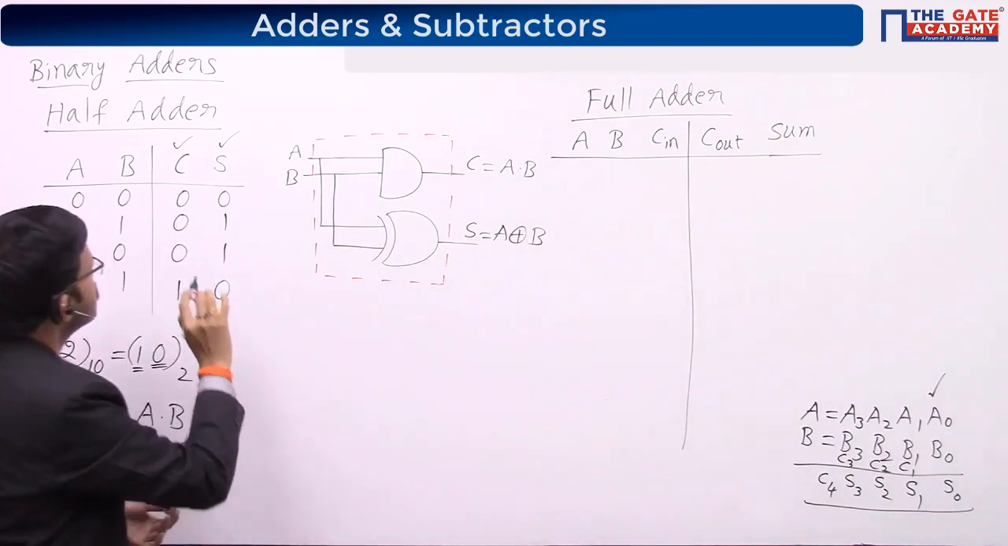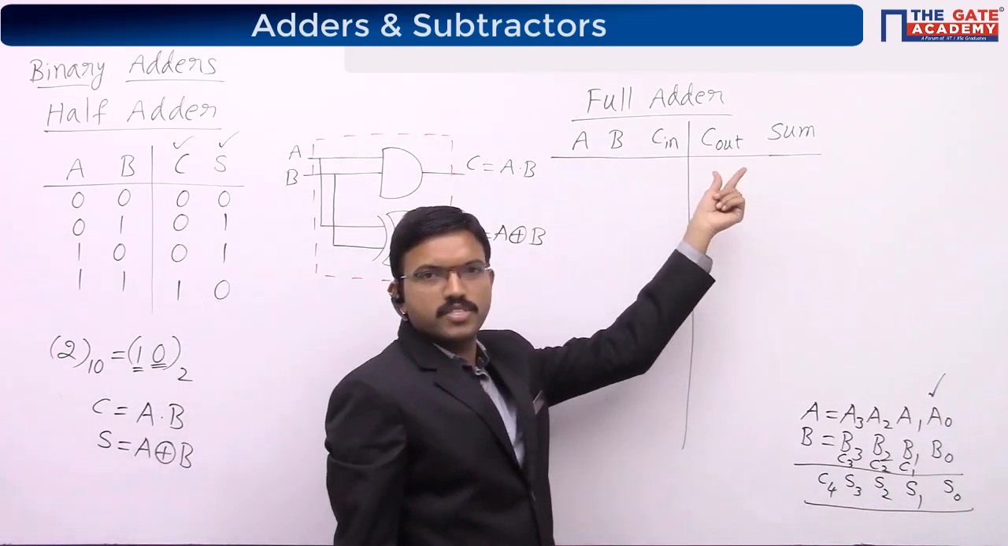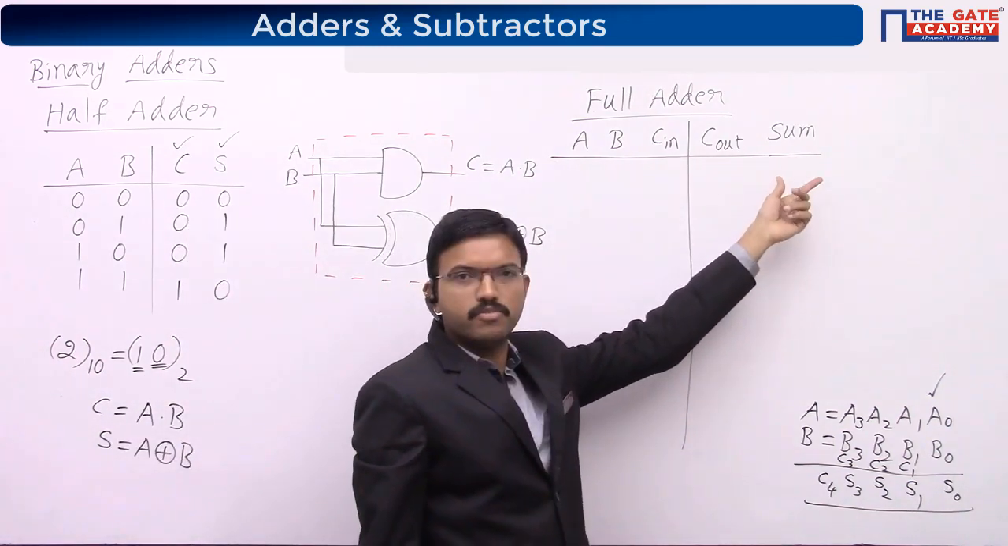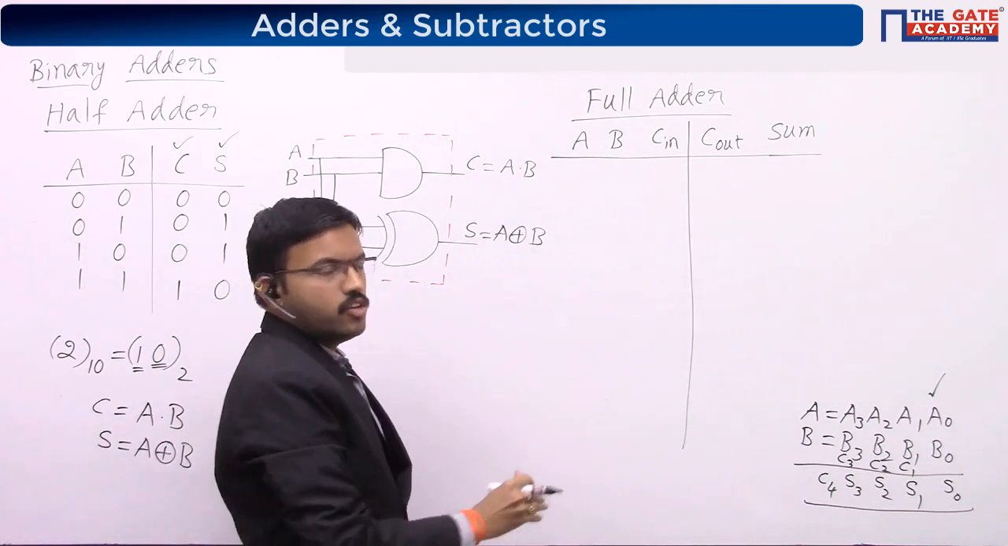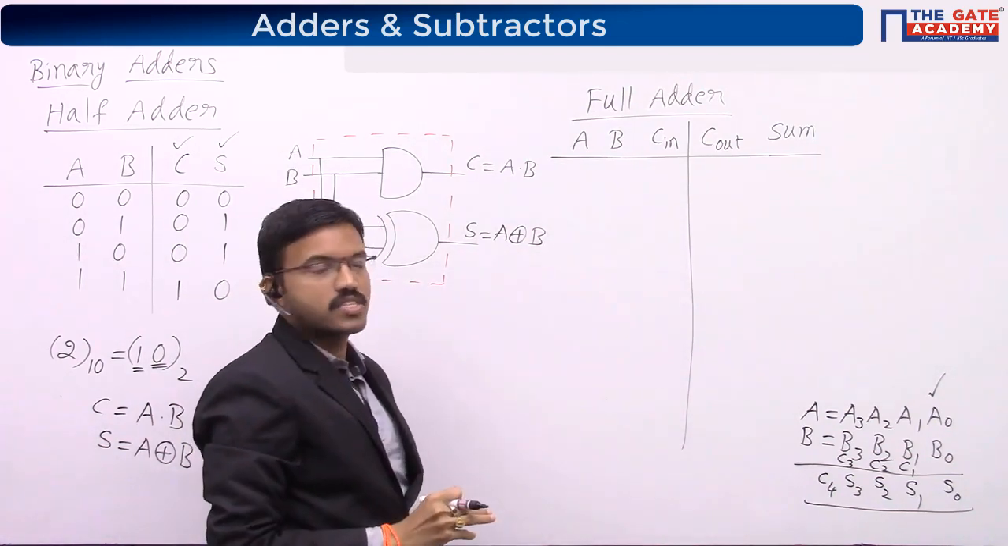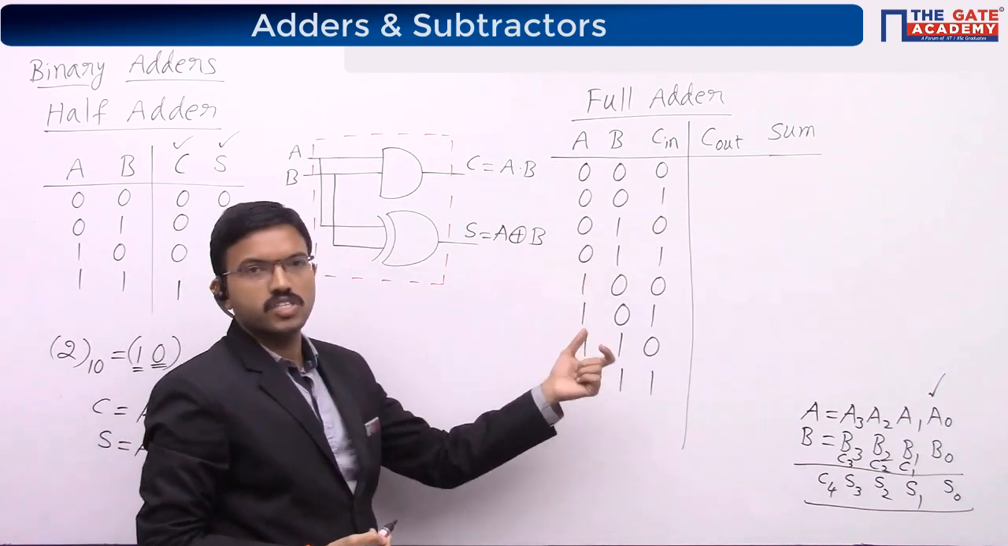So carry I am representing as C out, and sum as Sum. Previously I have considered C and S. Just in order to distinguish, here I am using different labels: C out for carry, Sum for sum. Here I am having 3 inputs. In total you will be having 8 combinations of zeros and ones. Write all those 8 combinations. These are the 8 combinations of zeros and ones.